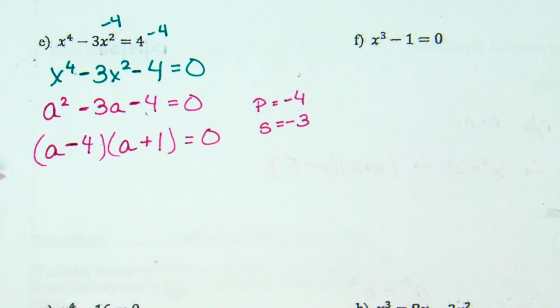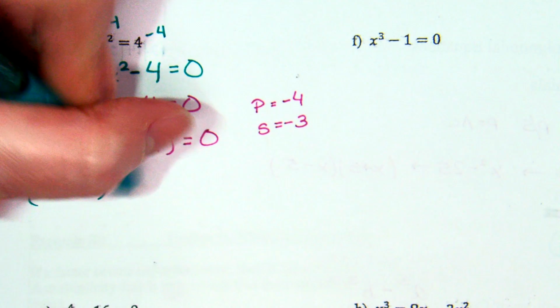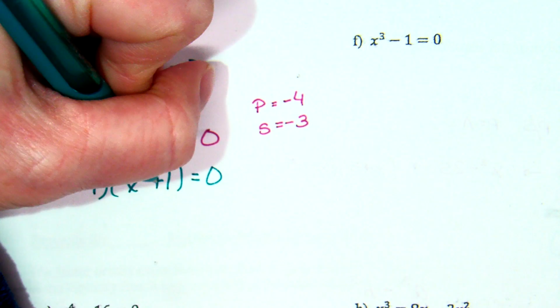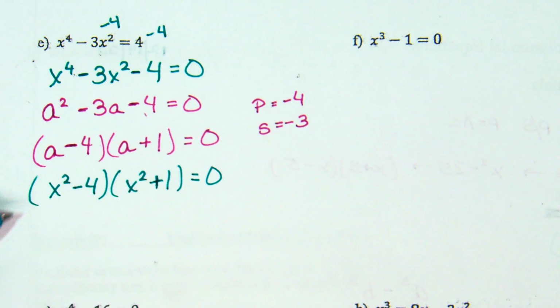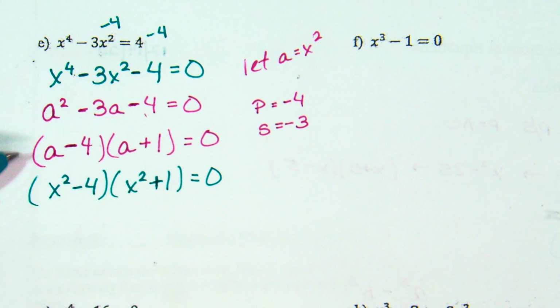Now, you know how to solve this, yes? Except here's the catch. Was it really a times a? No. If this was x to the 4th, what really would they have been? X squared times x squared? So let me convert back to my x's. And instead of thinking a minus 4, x squared minus 4. Instead of a plus 1, x squared plus 1. So basically, every time I put an a in, I was putting it in for x squared. Okay, that's exactly what I did there. I let a equal x squared. But if that confuses you, don't worry about it. Just, oh, okay, x squared and x squared.